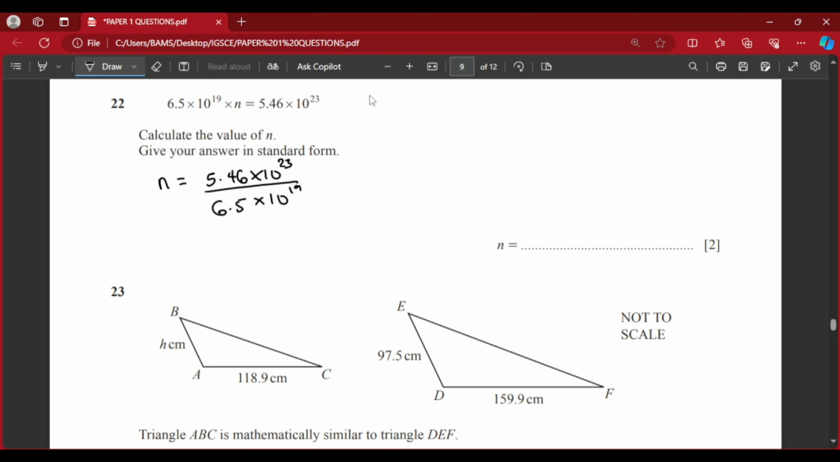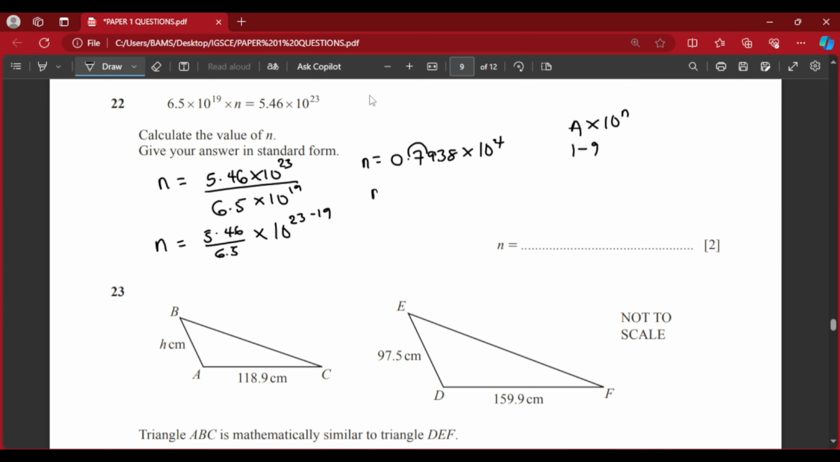Okay, so I basically have 5.46 divided by 6.5 times 10 raised to the power 23 minus 19, right? Good. So if I do the division, pressing it into your calculator, you should have 0.7938. Then 23 minus 19 should be 4. But you remember for standard form, it has to be in the form a times 10 raised to the power n, and your a is between 1 and 9, right? So I'll have to convert this here.